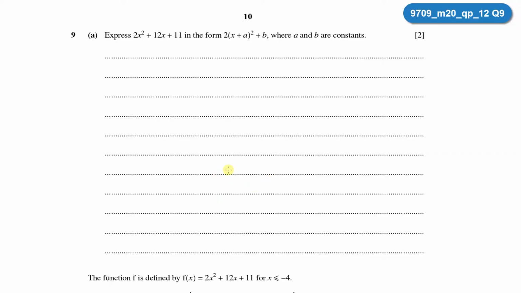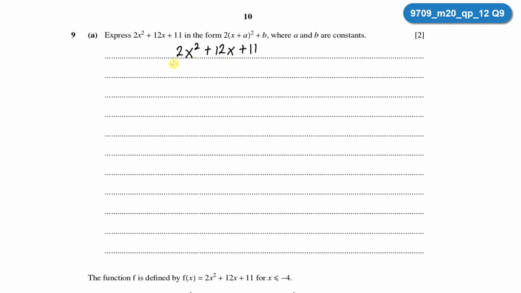Question number 9 goes, express 2x squared plus 12x plus 11 in the form 2 of x plus a squared plus b, where a and b are constants. So this is completing the square. So I'll write down 2x squared plus 12x plus 11. Since I want to complete the square, I'll focus on 2x squared plus 12x for now.